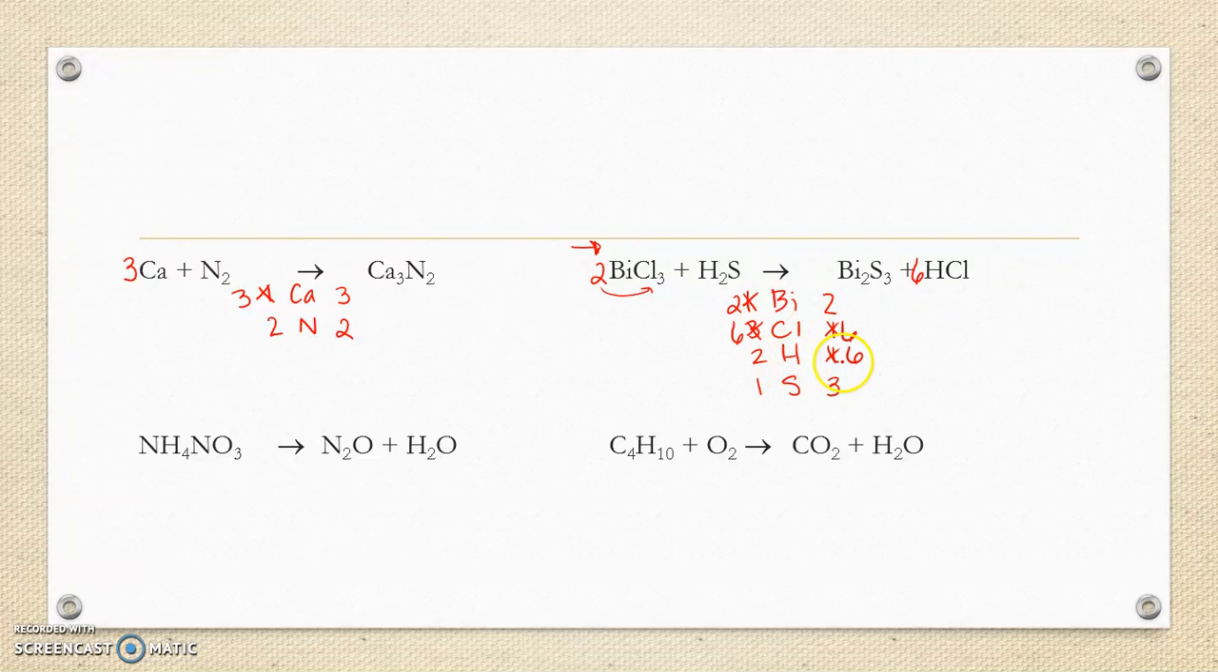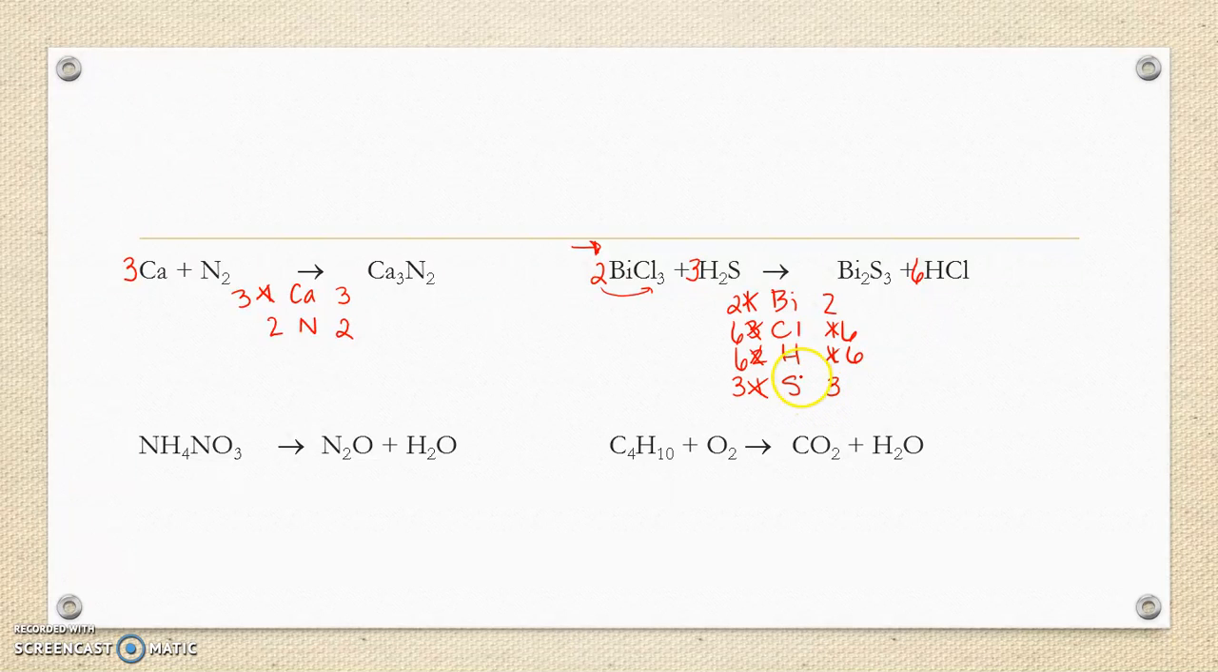Still good so far. I've got 6 hydrogens and 2 on the other side. So if I put a 3 here in front, where did my arrow keep going? There we go. If I put a 3 here, that's going to give me 6 hydrogens and it'll give me 3 sulfurs. And now I'm balanced.